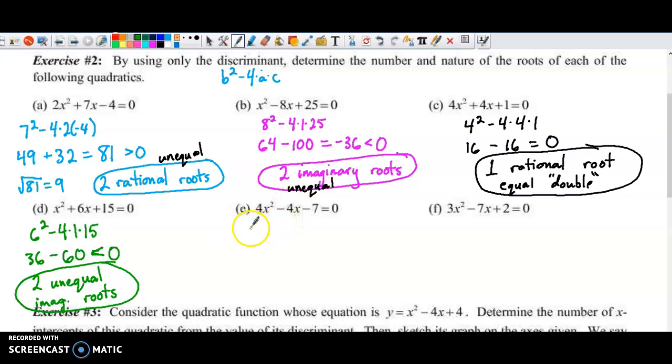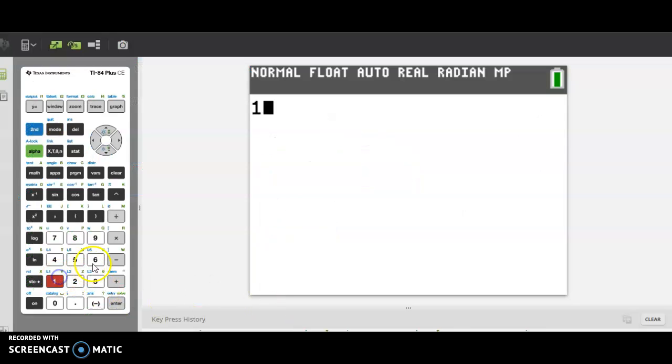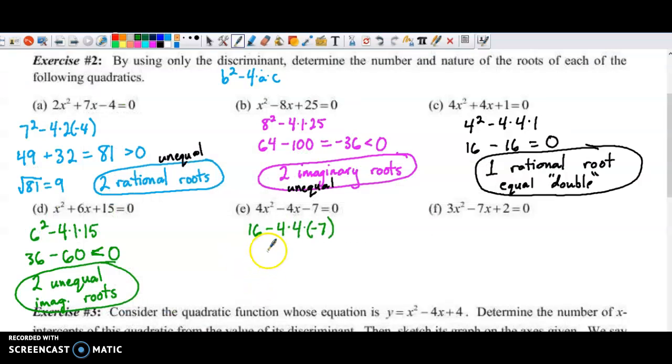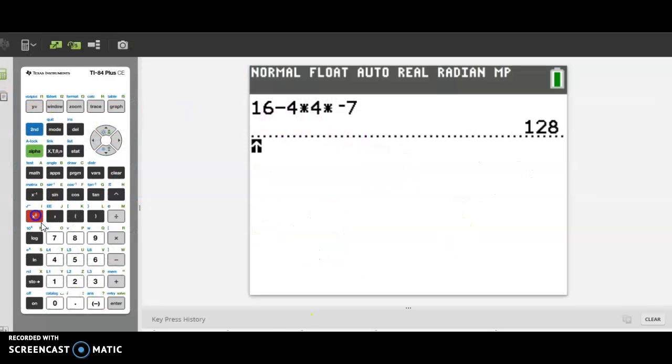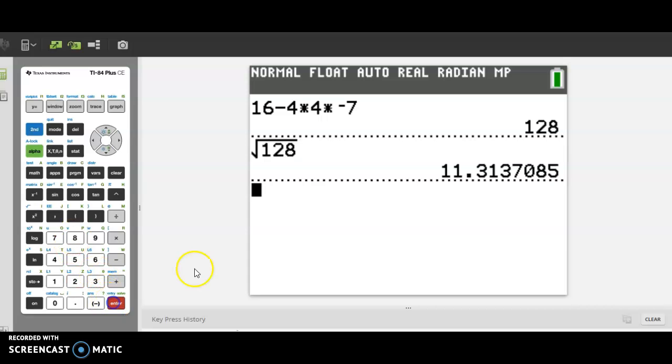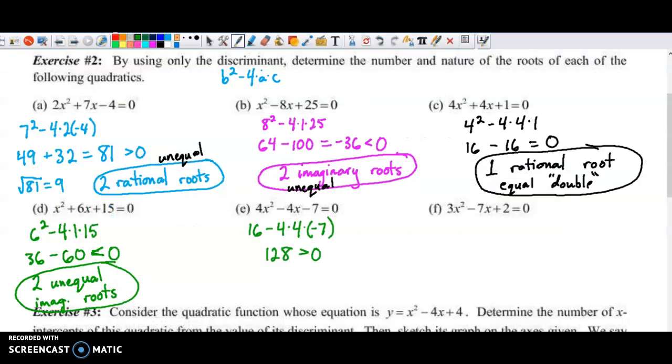Same thing with the next one. You might just drop the negative. 4 squared is 16 minus 4 times negative 7. Maybe even use a calculator on this. 16 minus 4 times negative 7 gives me 128. Now it is a positive number, but I don't know the square root of 128. So the fact that we don't know the square root of 128 is going to tell me that this is an irrational root. Two unequal irrational roots.